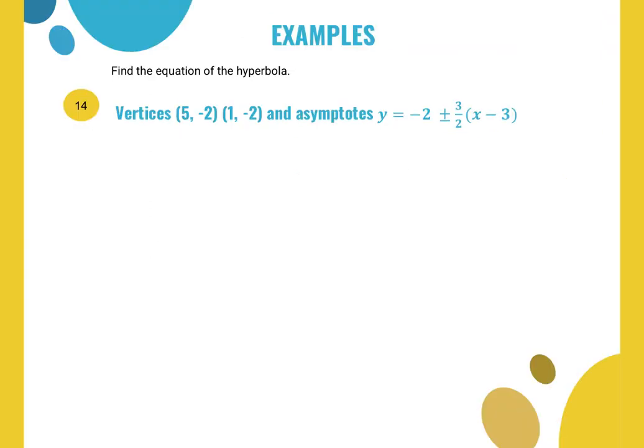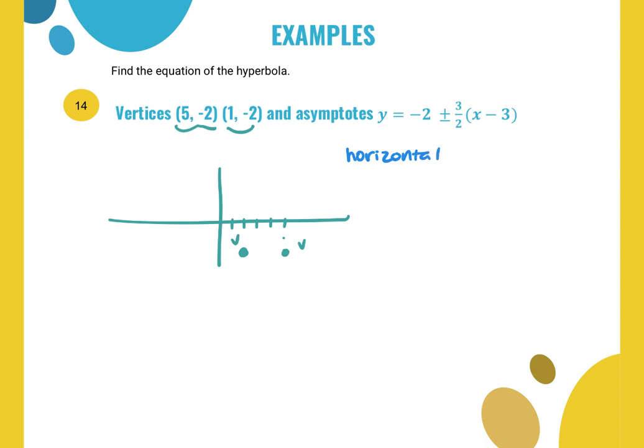Okay, last question, and the first where our center is not at 0, 0. So we've been waiting for this one to happen. If you have two vertices, 5, -2 and 1, -2, these are my vertices, that doesn't split at the center at 0, 0. This still tells me a couple of things. They're horizontal, so it's an x squared minus y squared equals 1. But my center is no longer at 0, 0.